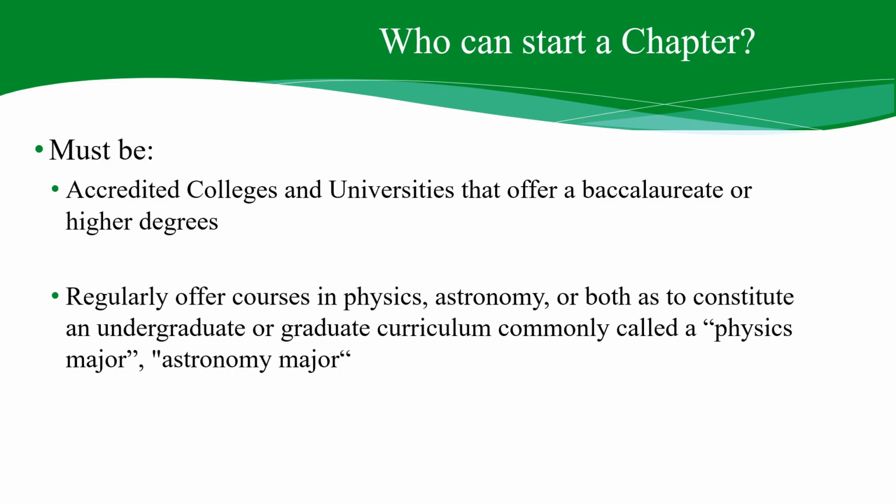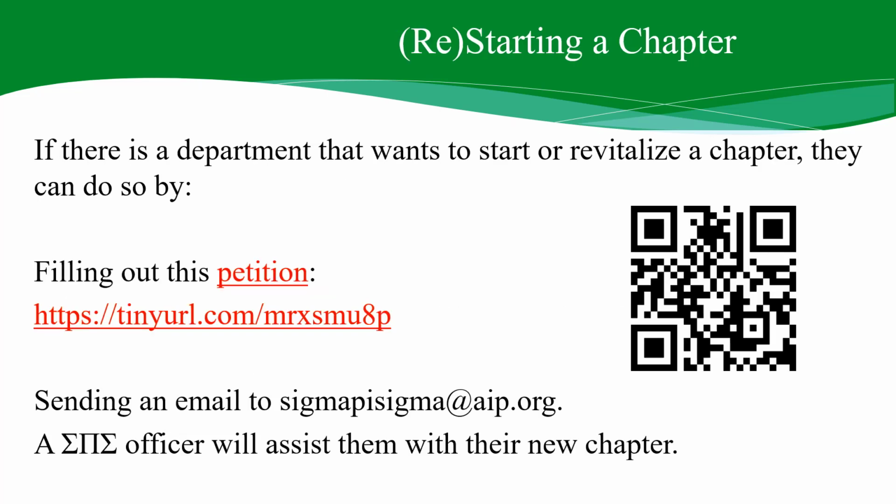So if you're interested in starting or maybe revitalizing a chapter that's been inactive for a while, you can do this by filling out this petition. So the link is here. You can also scan the QR code and then send an email to sigmapisigma@aip.org.